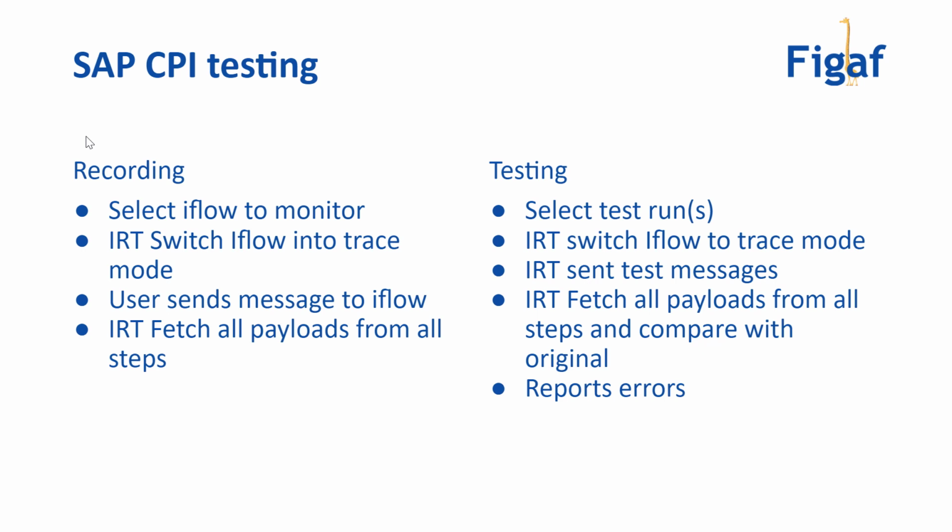To test it, you can select one or more test cases and send them through the system. The Figaf tool will switch the iflow into trace mode. It will then send the incoming messages that it got from the recording. Once the processing is done, you can download all the original payloads, and it will compare the input with the output and see if everything is as expected.